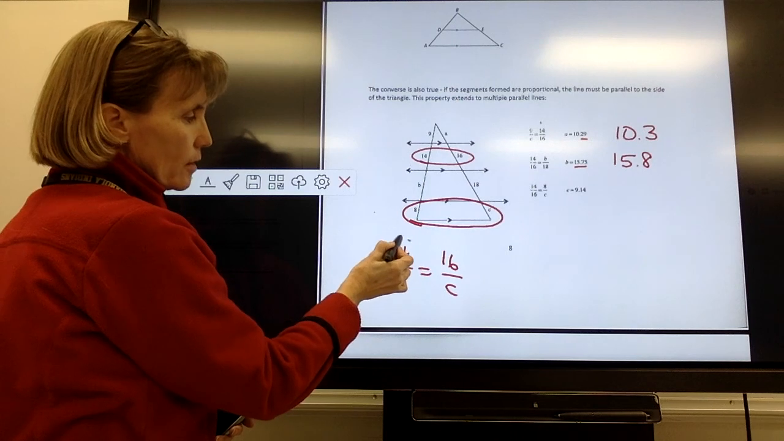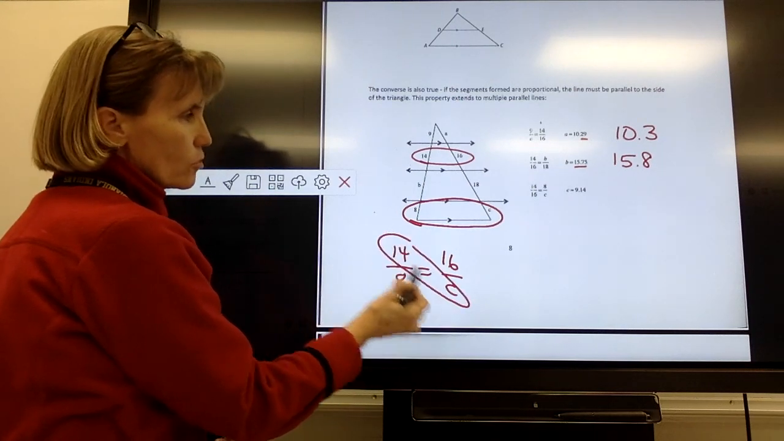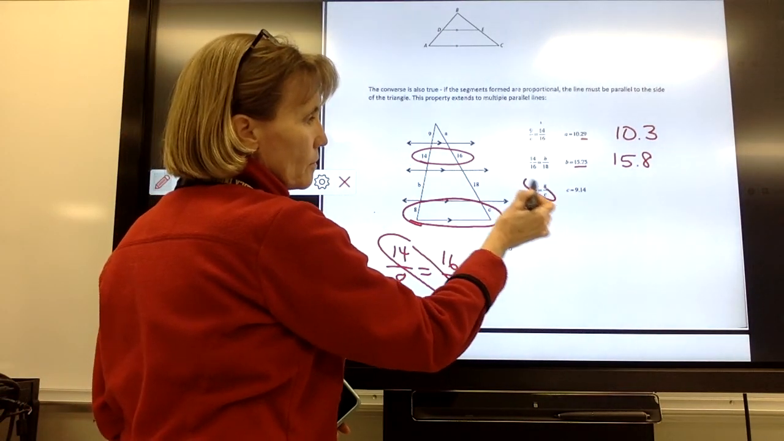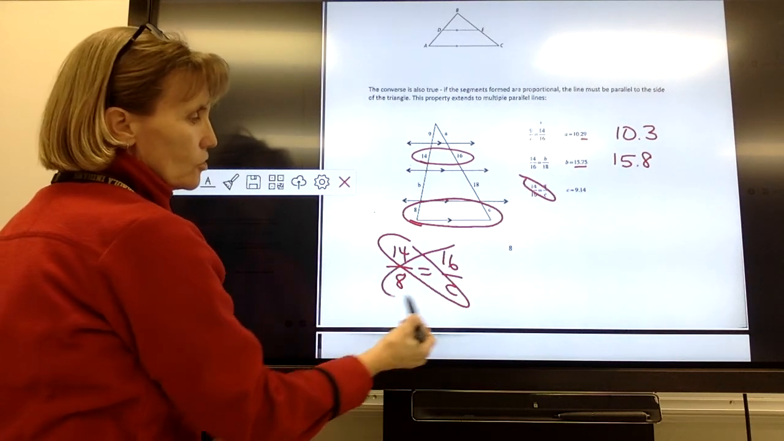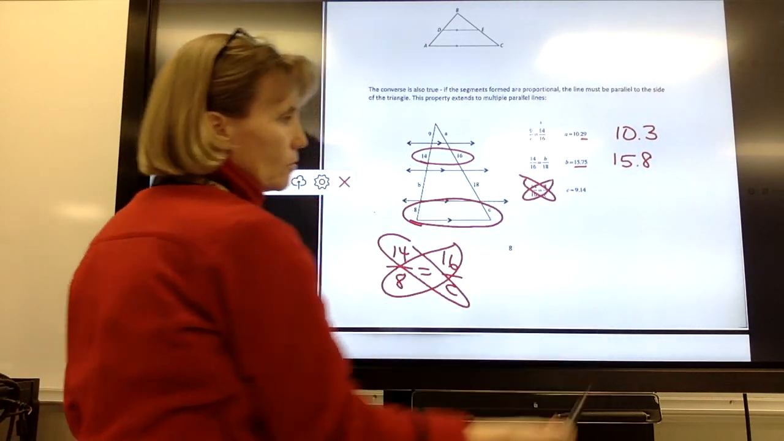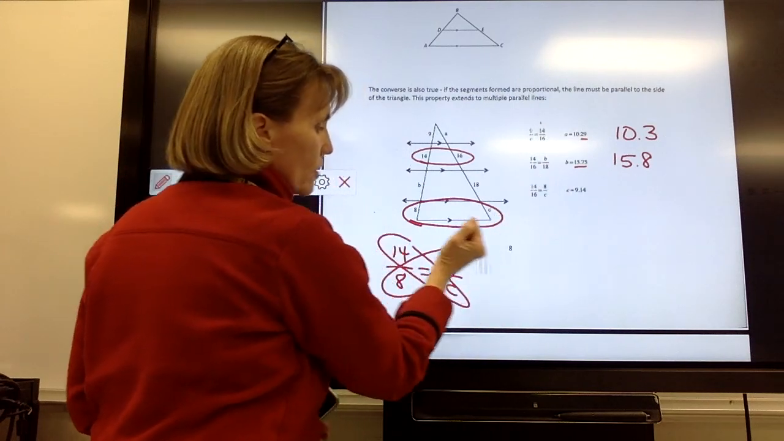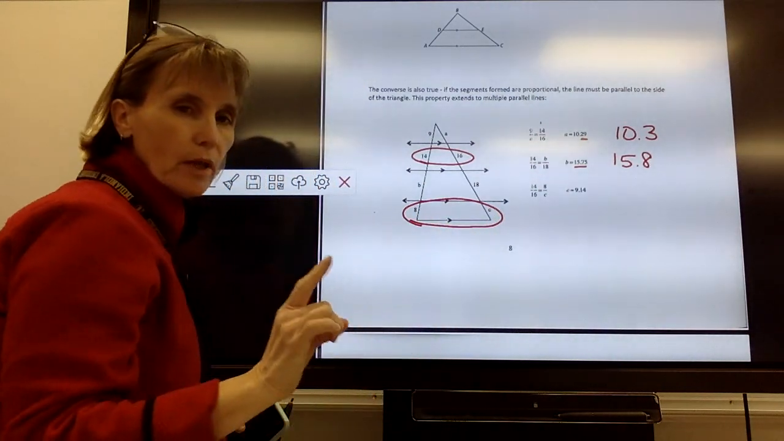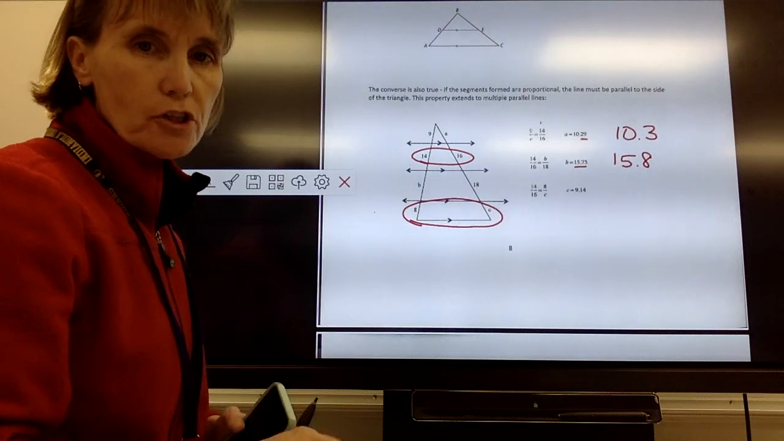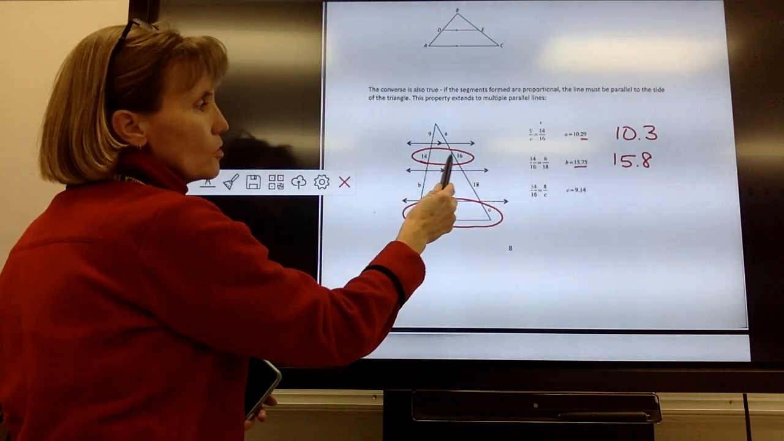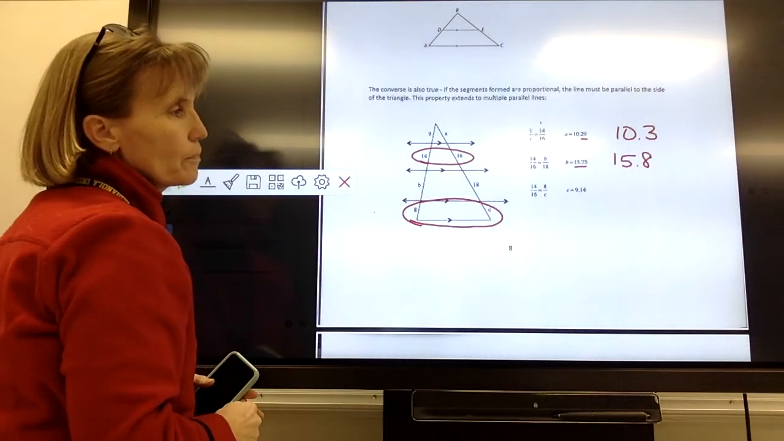Because again, look, when I take the cross products, I'm taking 14 times C. Now I do the same thing with that, and it's equal to 8 times 16. It's going to be equal to that. So you're still getting the same cross products, no matter how you set that up. But again, you can only have one variable in your proportion. So make sure you keep coming back to the proportion where you know both pieces too.